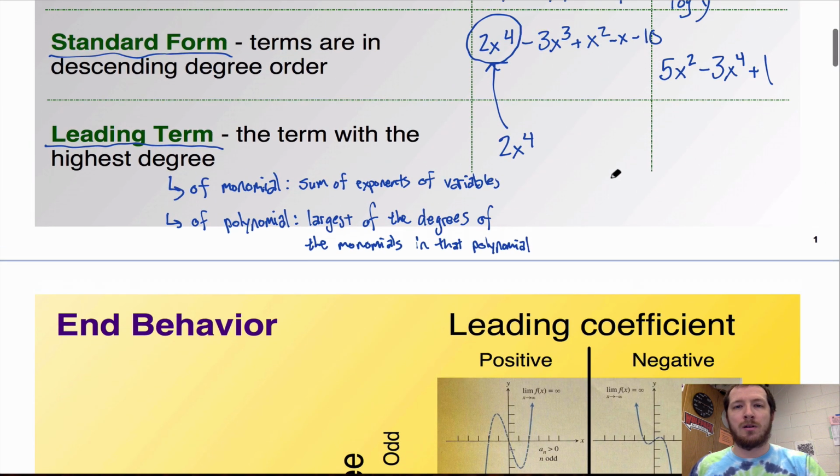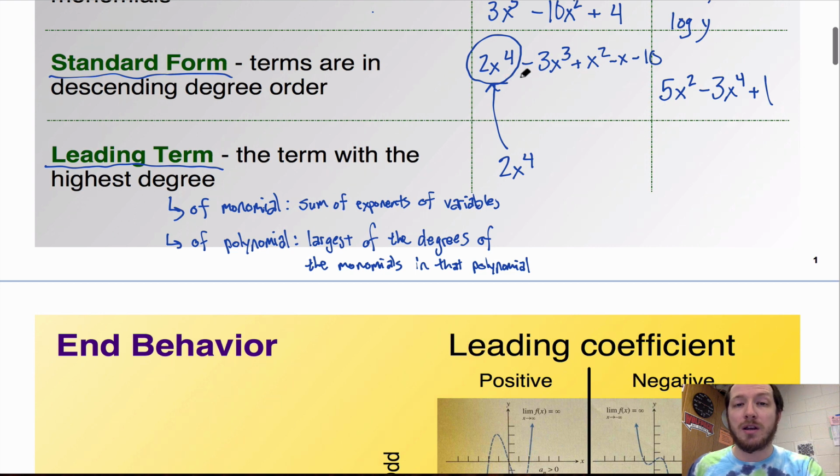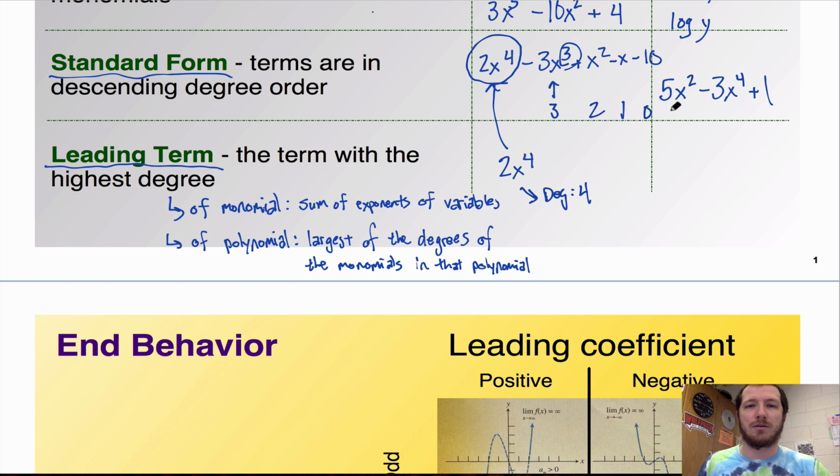So the degree of this monomial here, this 2x to the fourth, is 4. The degree of this next term is 3, and the degree of this quadratic term is 2. The degree of this single x is 1, and any constant has a degree of 0. So you can see that last example is in descending degree order: 4, 3, 2, 1, 0. In this non-example, the degree of the first term is 2, and the degree of the next one is 4. We want to go from biggest to smallest. You know that.